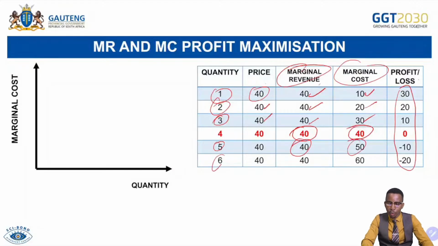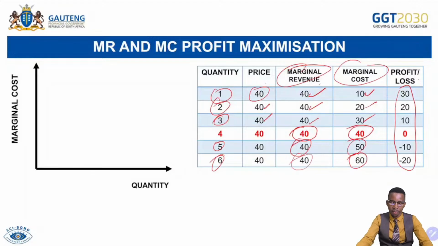And then quantity number 6, the marginal revenue remains at 40. Remember, the MR remains constant because MR is horizontal. It doesn't change because the firm depends on the market to set the new price. So the MR remains fixed because the market has not changed the price. The price remains at 40. However, the marginal cost will keep on moving up along the MC curve. So we can see that marginal cost is 60. Then the firm is making economic loss.